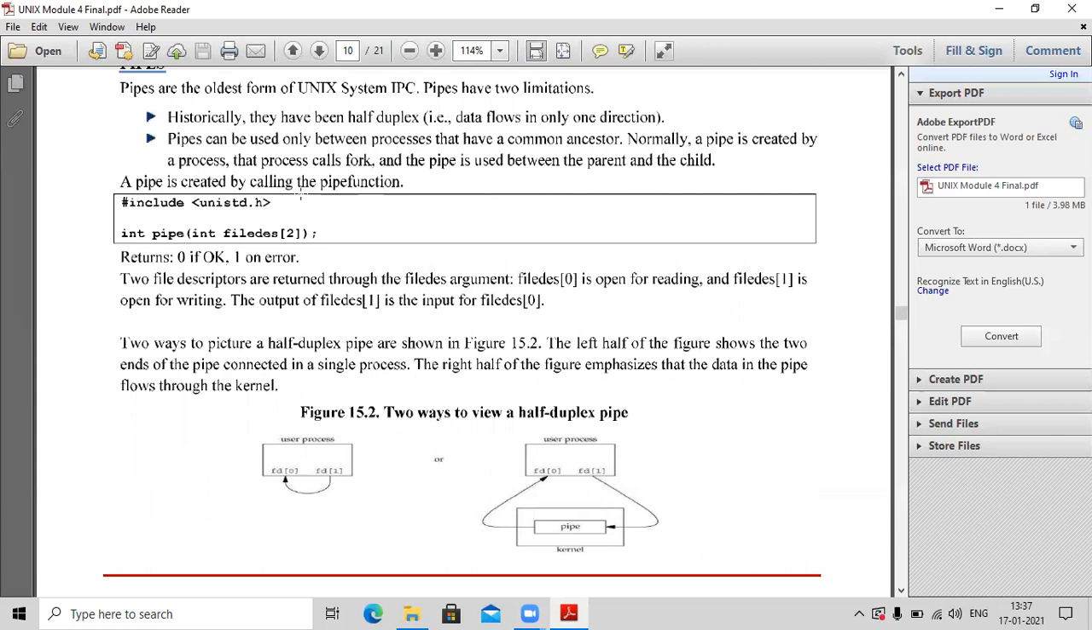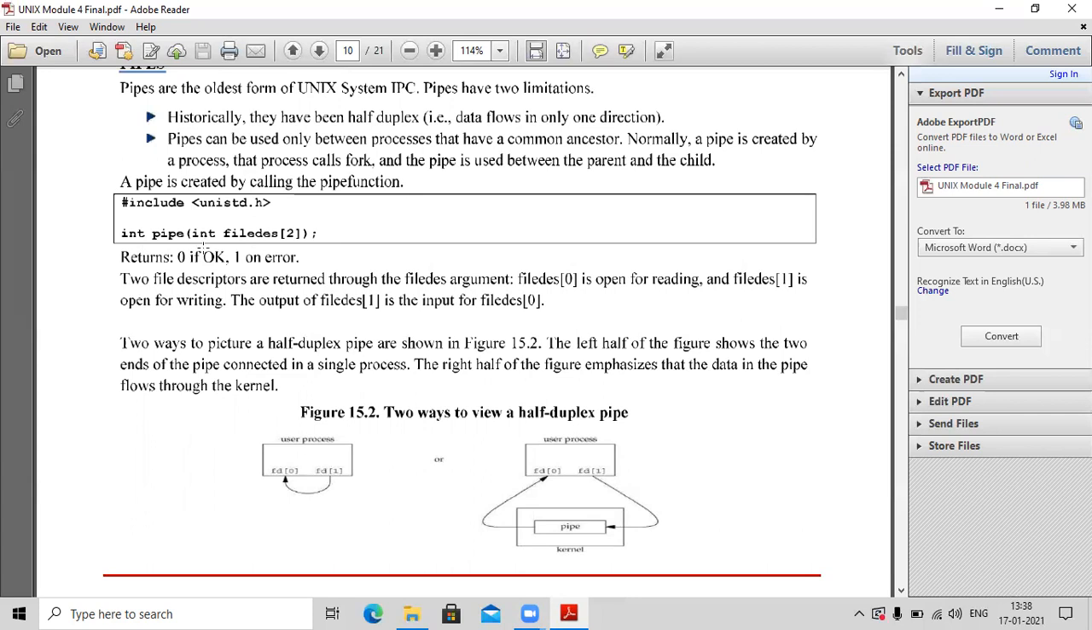So as you can see, this is the function you need to use in order to create a pipe. int pipe(int fd[2]). Since there will be two processes communicating with each other, you'll be using an array of size 2. If the pipe is successfully created, it returns 0. If there is some error, it will return -1. Two file descriptors are returned through the fd argument. fd[0] is open for reading and fd[1] is open for writing.